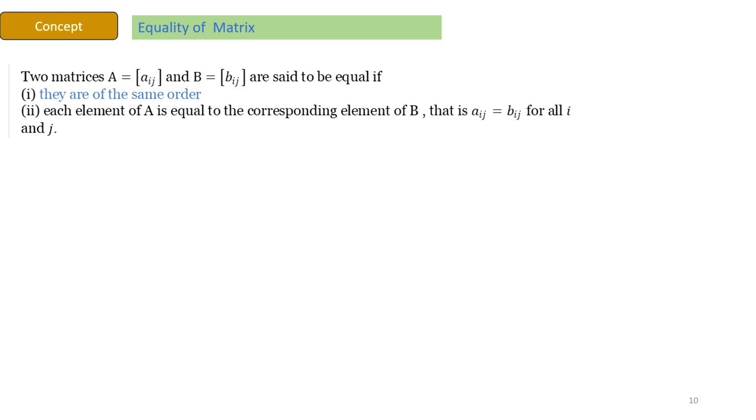Concept: Equality of a matrix. Two matrices A and B are said to be equal if they are of the same order and each element of A is equal to the corresponding element of B. That is, Aij is equal to Bij for all i and j. Examples are given below.